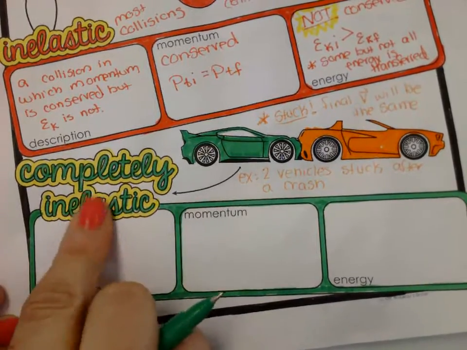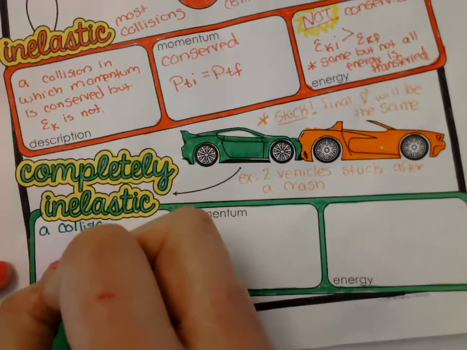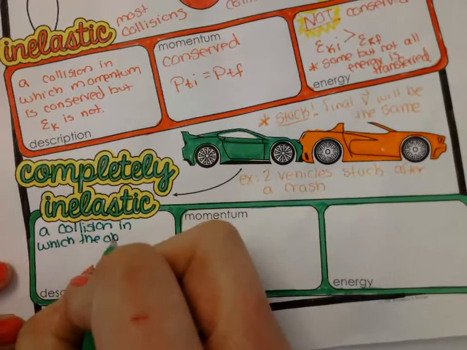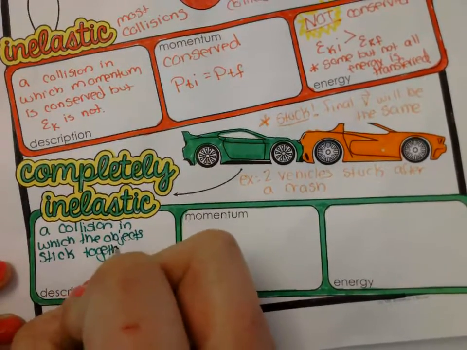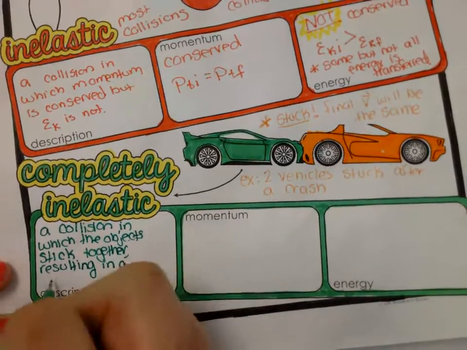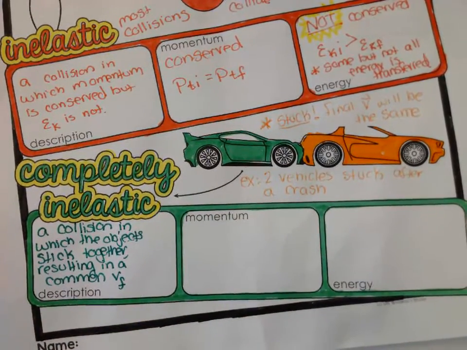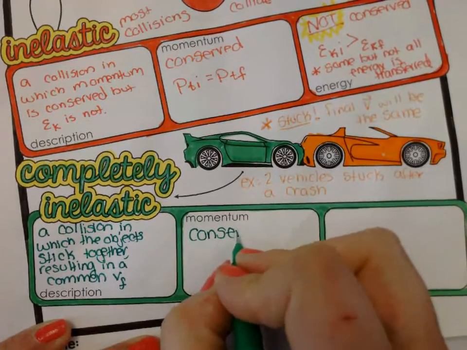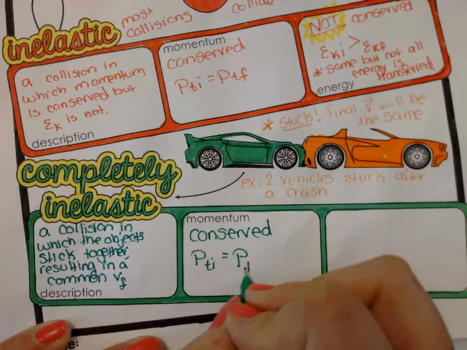So the description of a completely inelastic collision is a collision in which the objects stick together, resulting in a common final velocity. Our momentum is going to be conserved. So our momentum initial is equal to our momentum final.